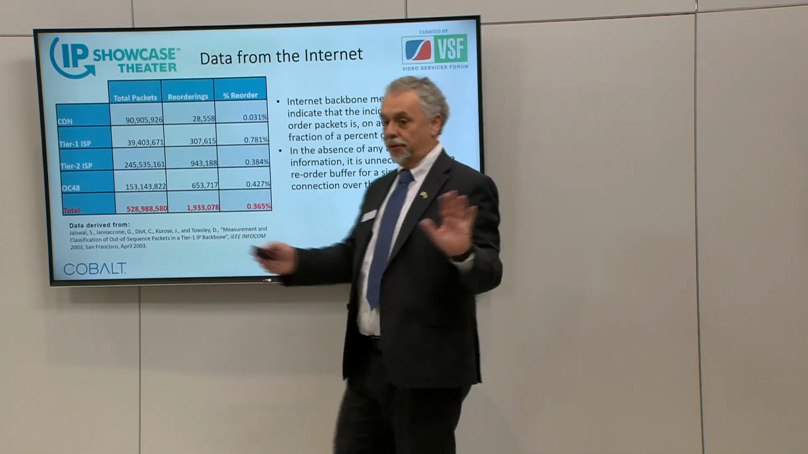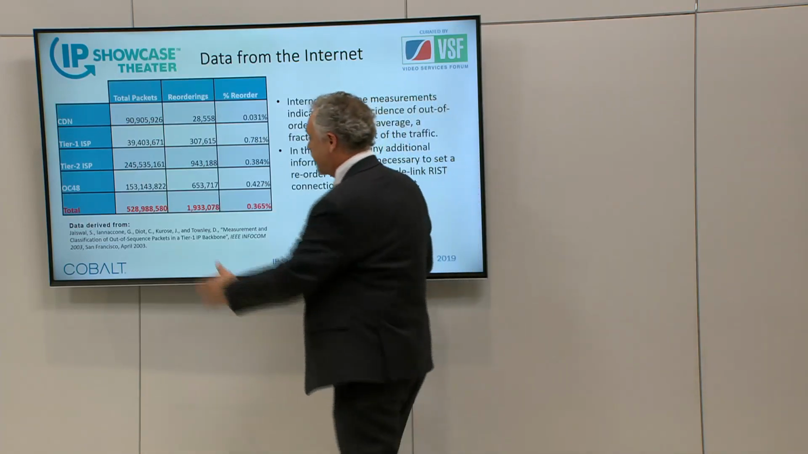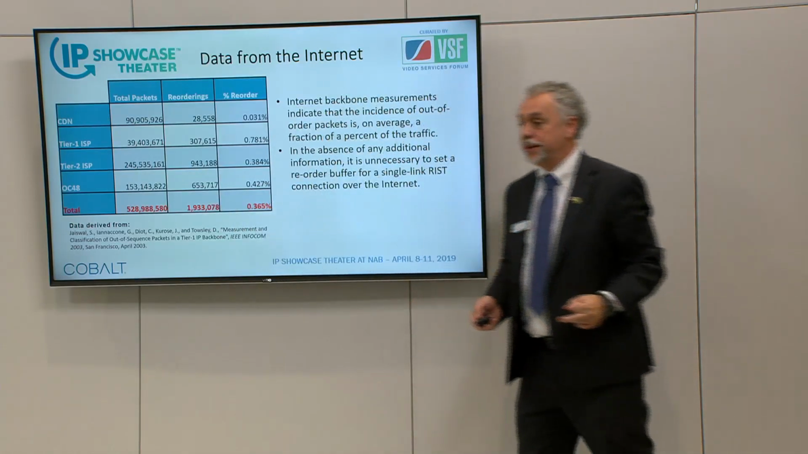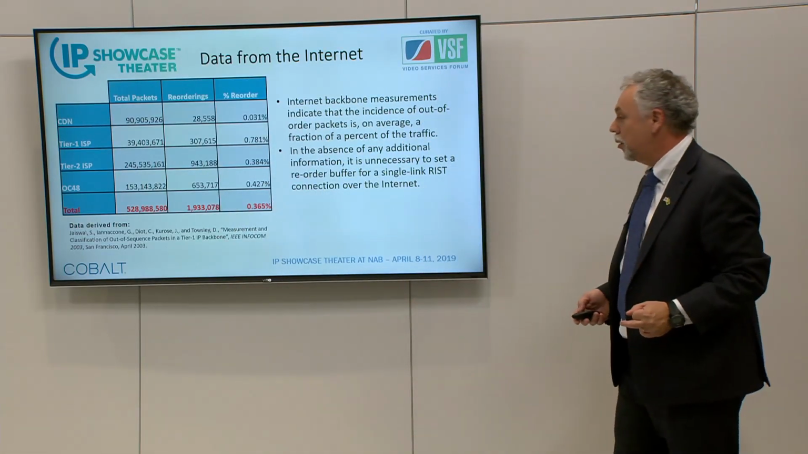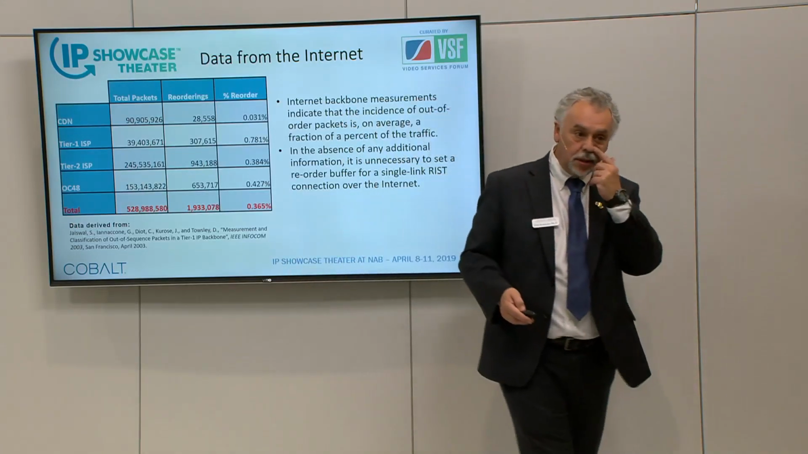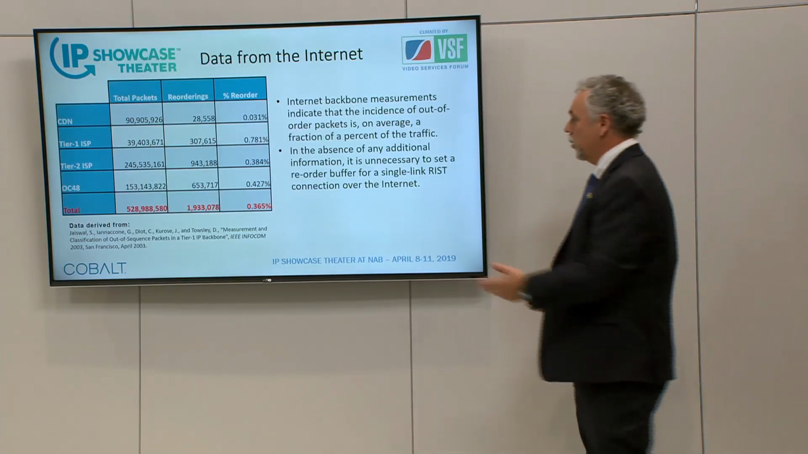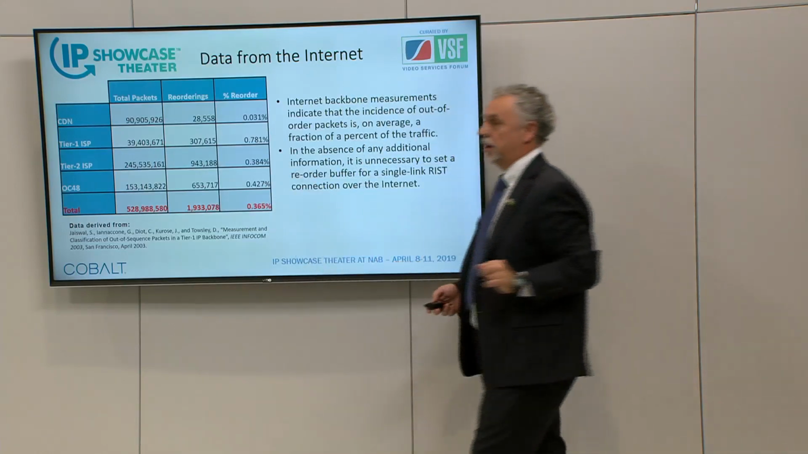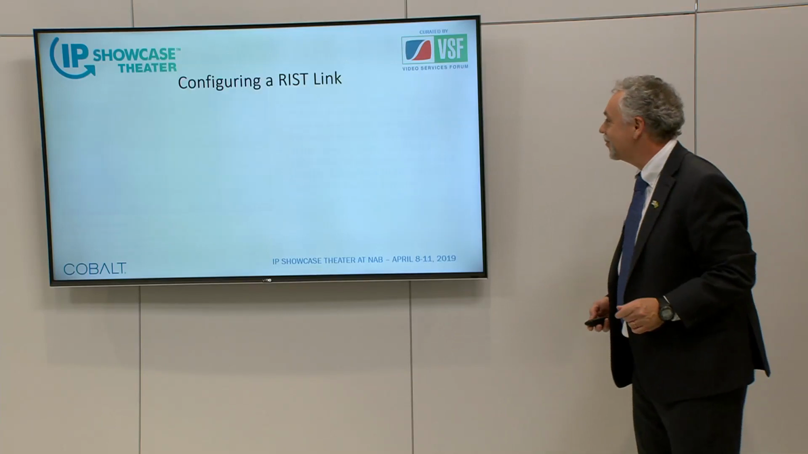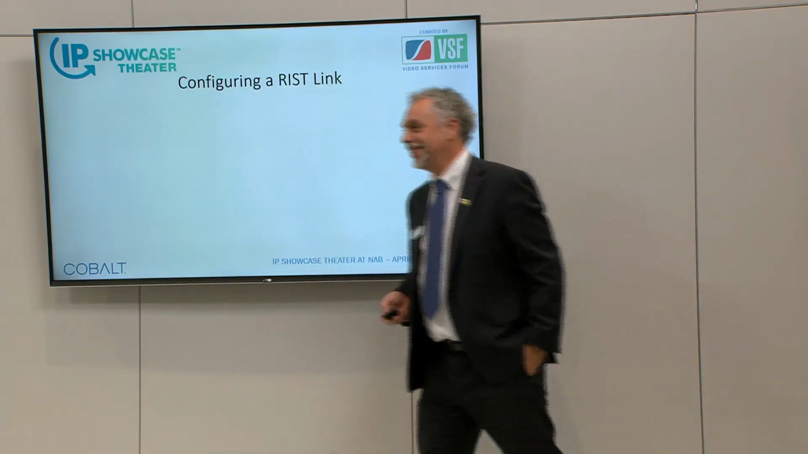So on average, for that snapshot, which looked at a fair amount of packets, 500 million packets, the reordering was on the order of 0.3%. So my recommendation based on that is you probably don't want to deal with that. There's an occasional unnecessary retransmission because of that, but it's not a lot. Your mileage may vary. He's going to ask me a question about that.